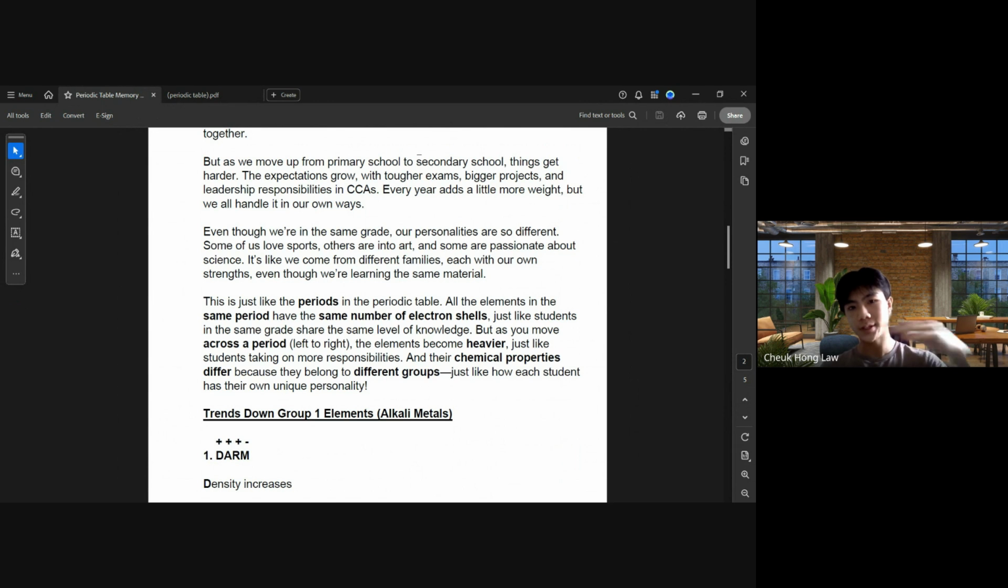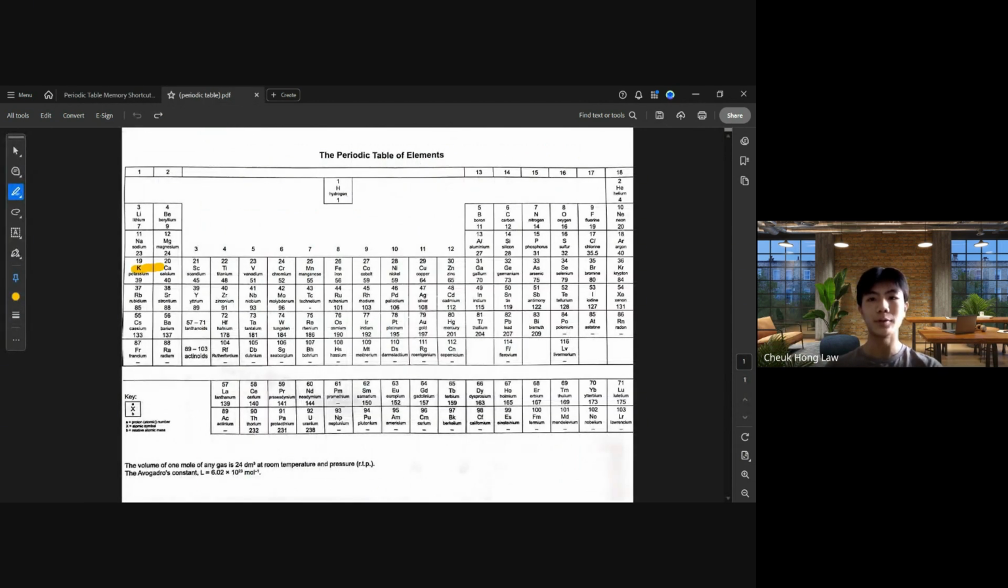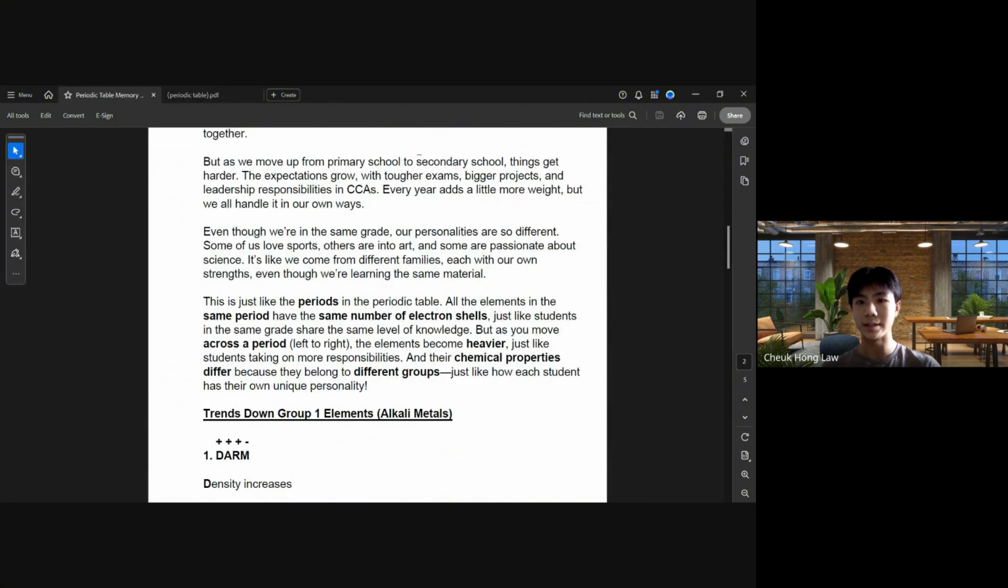But as you move across a period from left to right, the elements become heavier. Okay, so let's say from potassium all the way to krypton. Krypton is the heaviest with the highest atomic mass, and potassium is the lightest. So from left to right, the elements get heavier, and the atomic mass increases, just like how students have to take on more responsibilities as they move up each grade. And their chemical properties differ because they belong to different groups, just like how each student has their own unique personality.